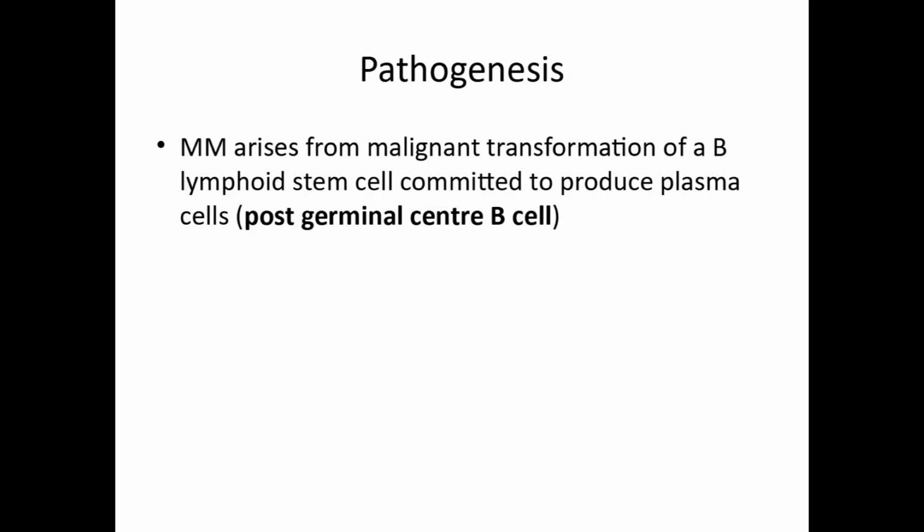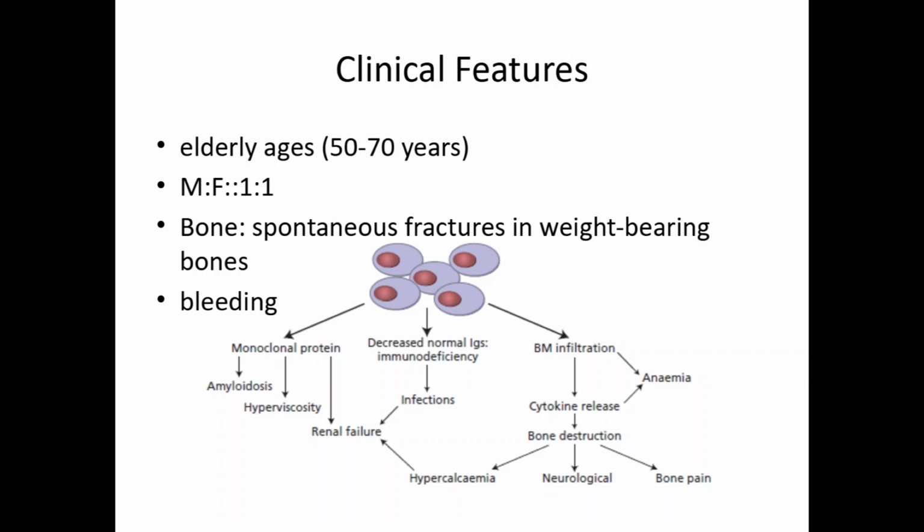The cell of origin of multiple myeloma or plasma cell myeloma is called the post-germinal center B cell. So, post-germinal center B cell further develops into plasma cell. Whenever there is a problem with the post-germinal center B cell, it will produce monoclonal plasma cells which produce an abnormal type of proteins called paraproteins. Clinically, the affected patients are generally very old, 50 to 70 years of age, males and females being affected equally.